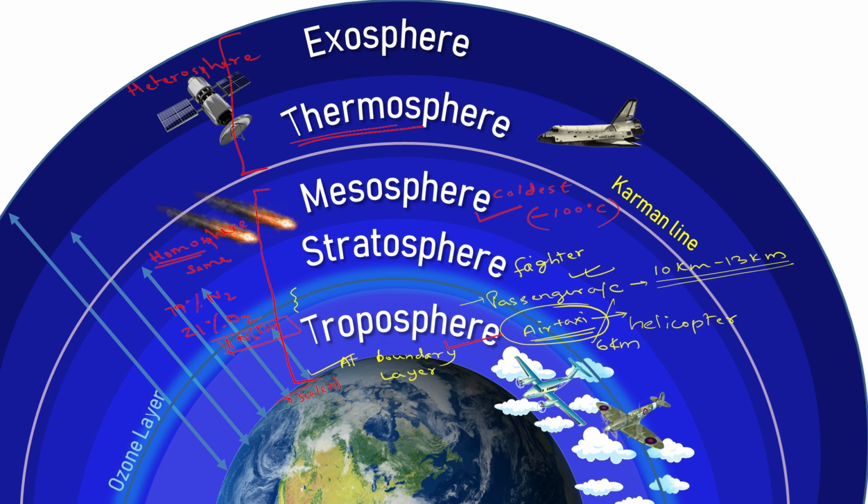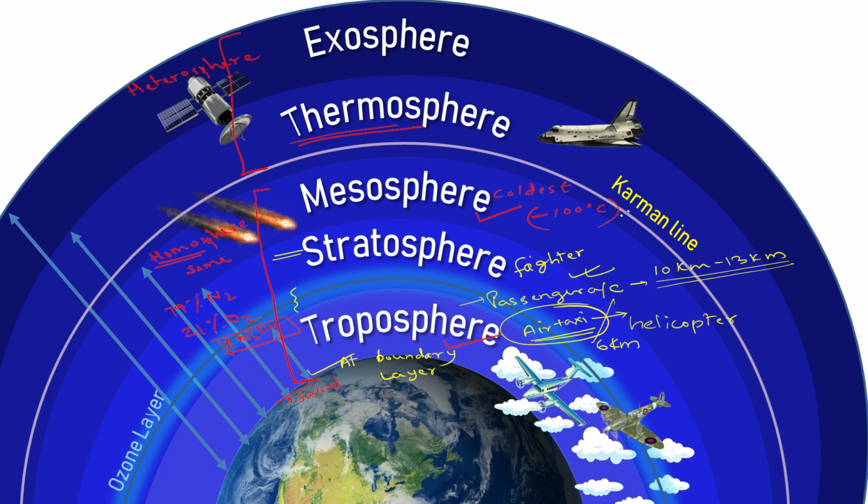Now there are some balloon satellites. Where will they be flying? They will also be flying in the stratospheric region. Some balloon satellites are there for weather prediction, so these belong to the stratospheric region.